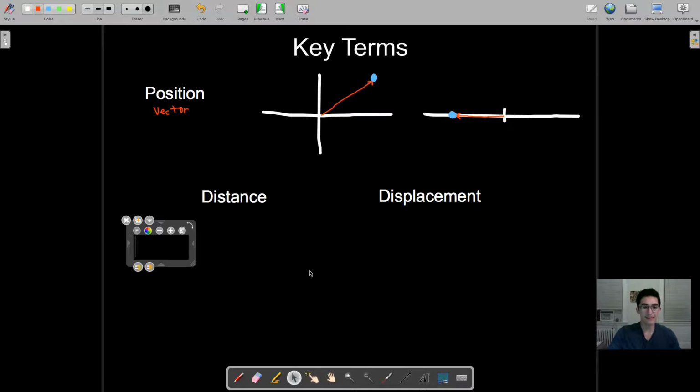And they may sound kind of interchangeable, but they are a little bit different. We define distance as the length of the path that an object travels.